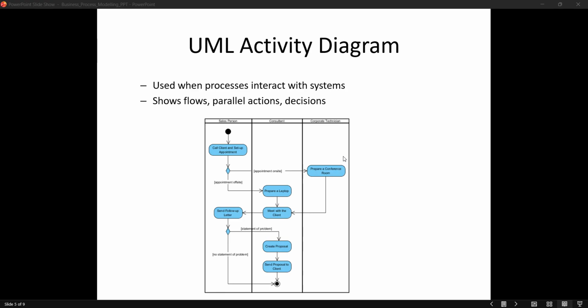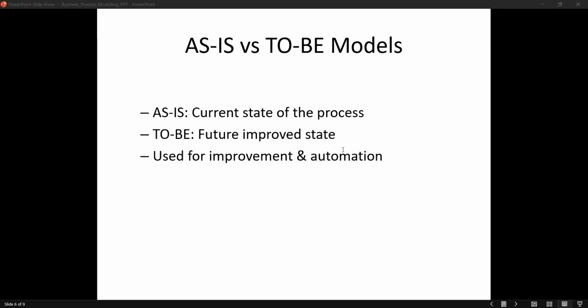An activity diagram is a type of UML diagram used when we want to represent the flow of activities in a system. It is similar to a flowchart but typically used in system design or system-based processes. Activity diagrams show decisions, parallel flows, and interactions between users and the system. They help bridge business requirements with technical implementation.